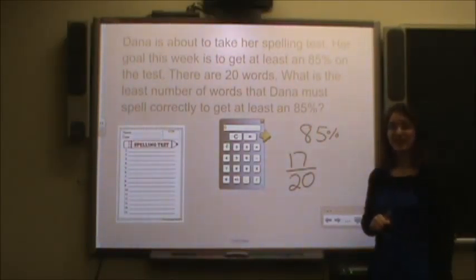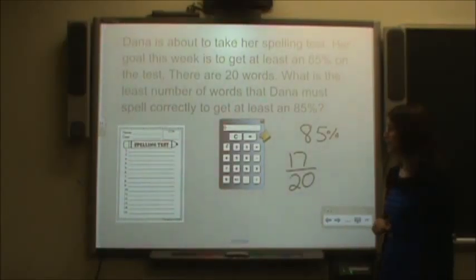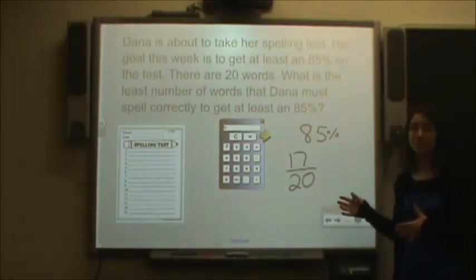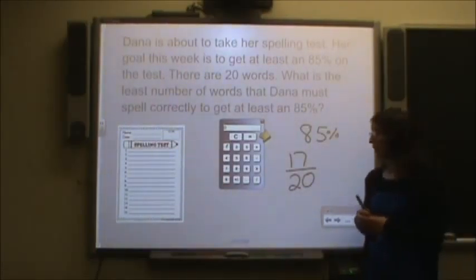She's going to have to get at least 17 words correct, and I figured that out by a little bit of guess and checking. And the reason I did that is because I knew that it was going to be pretty close to 100%. So I knew it was going to be close to 20 words. So I went down from there.